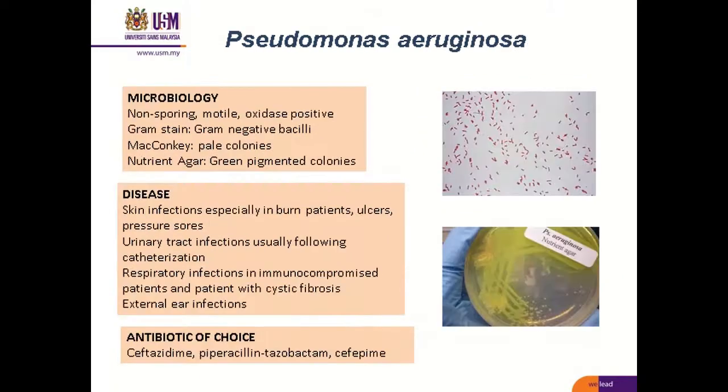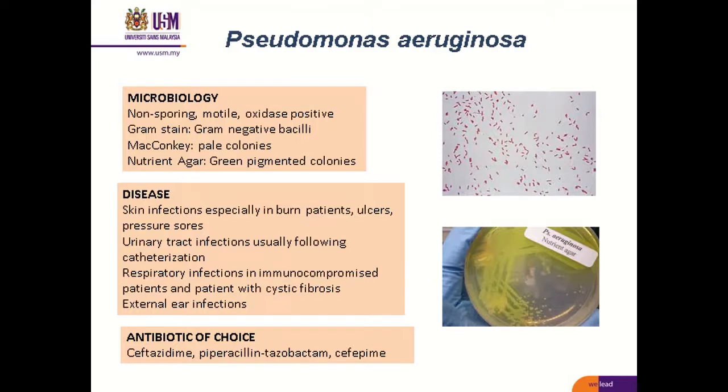Next, we go to Pseudomonas aeruginosa. It is a non-sporing, motile, oxidase positive organism. On Gram staining, we can see gram-negative bacilli. On MacConkey, we can see pale colonies. And on nutrient agar, you can see green pigmented colonies.